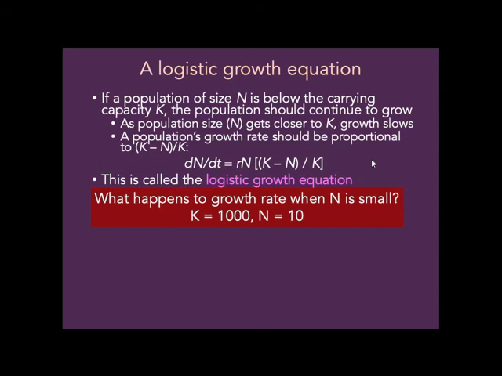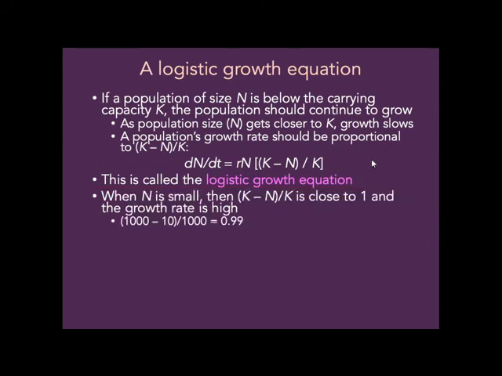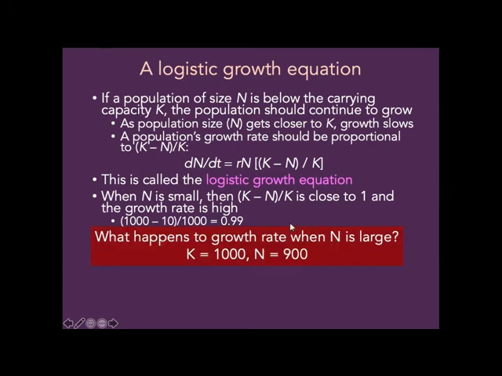All right, so that's close to what number? That's close to 1. So if that's close to 1, then it's like rN times 1. What does that mean? Is the population growing fast or slow? It's growing fast, like exponential fast. So if N is very small, then K minus N over K is going to be close to 1, and the growth rate is going to be high. The population is going to grow in that J-shaped exponential growth pattern.